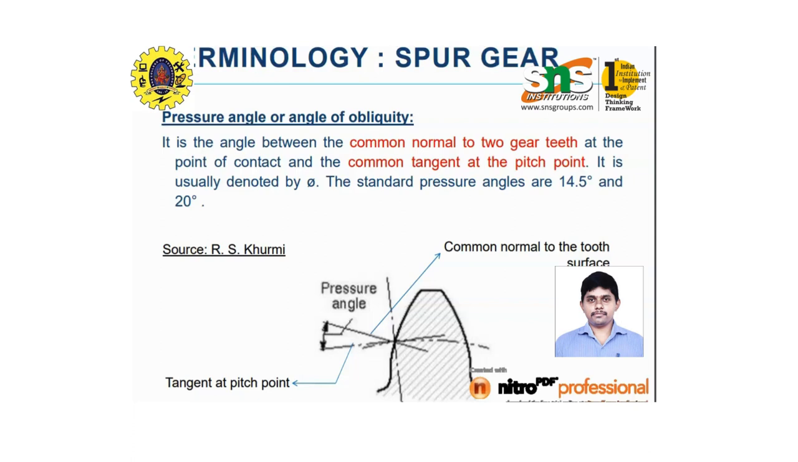In continuation with the previous class, we just saw the advantages and disadvantages of the gear drive. At the same time, we need to know the classifications of gears and the maximum pressure angles permitted in practical usage: 14.5 to 20 degrees is the standard value.